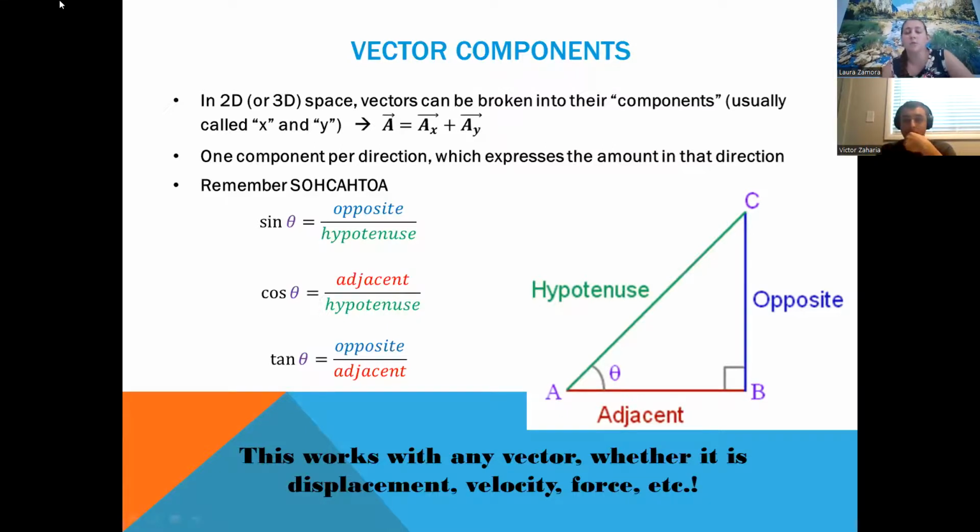There's a question in the chat: will we be using cosecant, secant, and cotangent? I will not be in this class, but you may need them later on. So it's a good thing to just be familiar with those sorts of identities. Yeah, it depends on the context. That's exactly right.